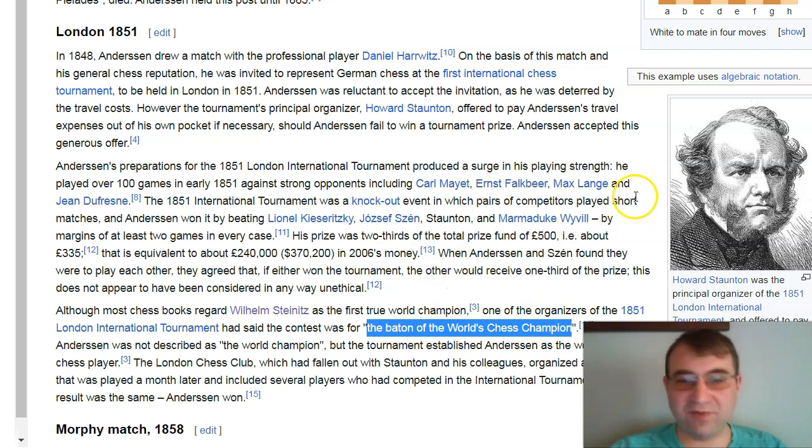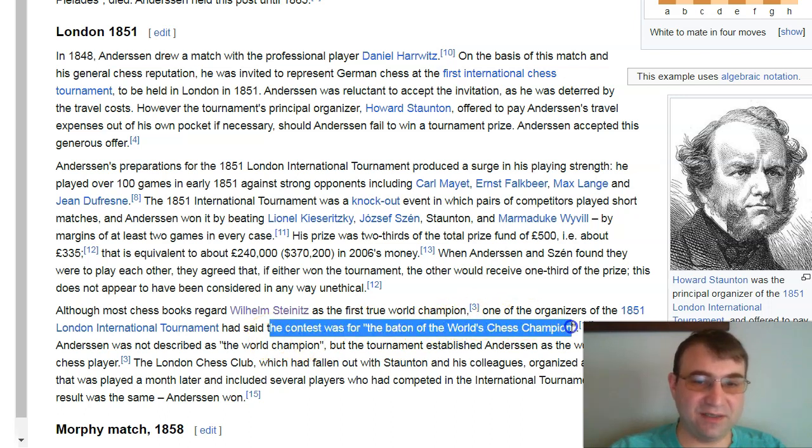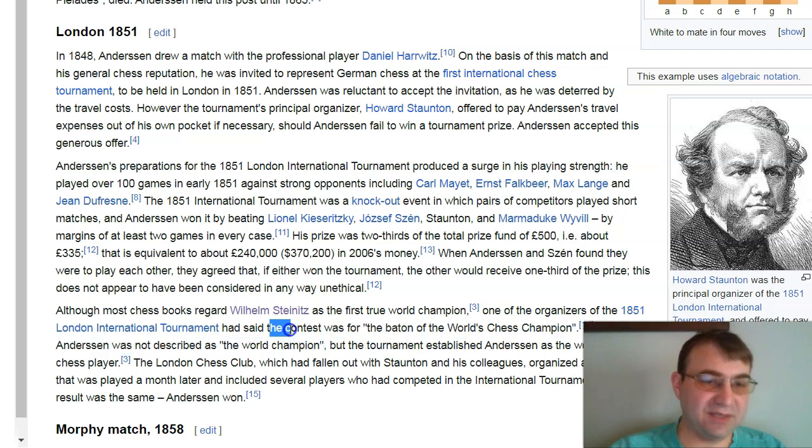So all the best players in the world were in the 1851 tournament, and then you can see this. I have this highlighted first here: the baton of the World Championship. He had said that the contest was for the baton of the World Championship, the London International Tournament. So this wasn't Anderson claiming that this was for the baton of the World Chess Championship. This was the tournament organizer.